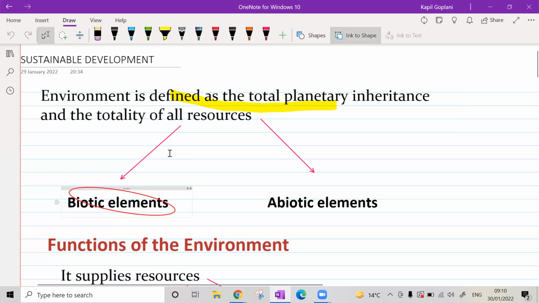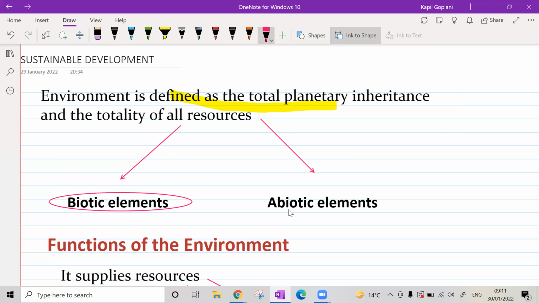Okay, first component is what, beta? First component is the biotic elements, and second component is abiotic. So biotic components are what? Anyone? What are biotic components? Yesterday I told you. Living creatures are biotic components. Yes. And non-living... Yes. So all living are the biotic component and all non-living are the abiotic component.